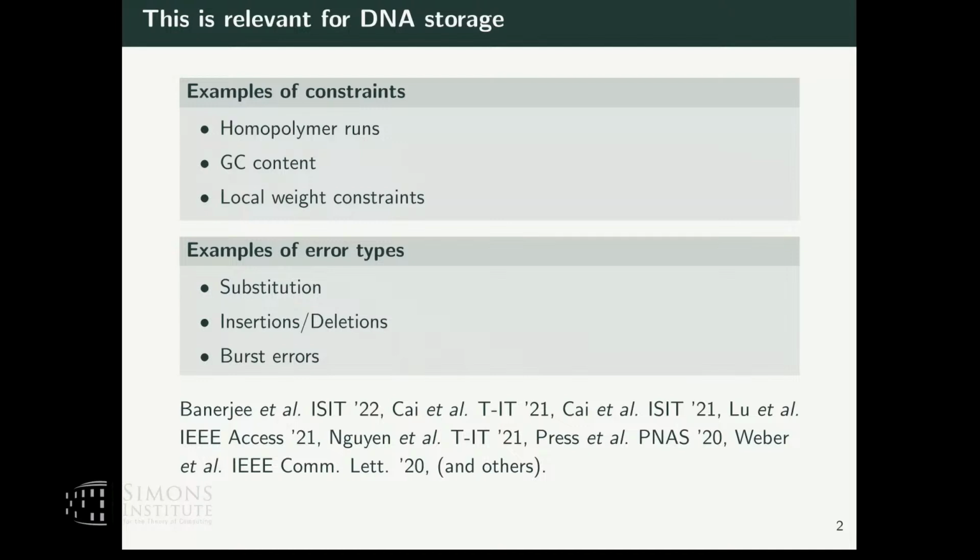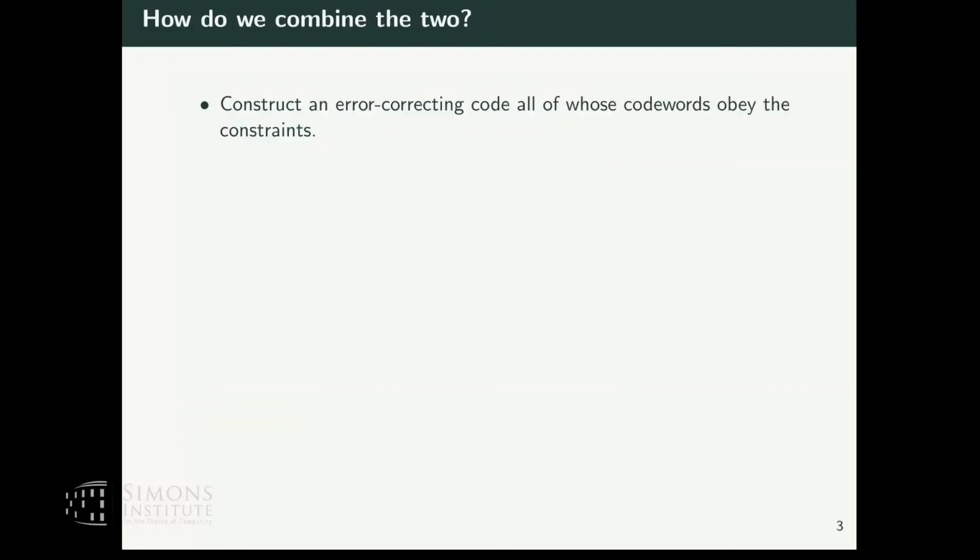And I've collected at the bottom just a few very recent examples of papers trying to offer solutions that combine the two, namely codes that at the same time obey some constraint and allow us to correct a few errors in either of the models. So it's a mix and match, maybe homopolymer runs with substitution errors and so on. So how do we actually combine the two?